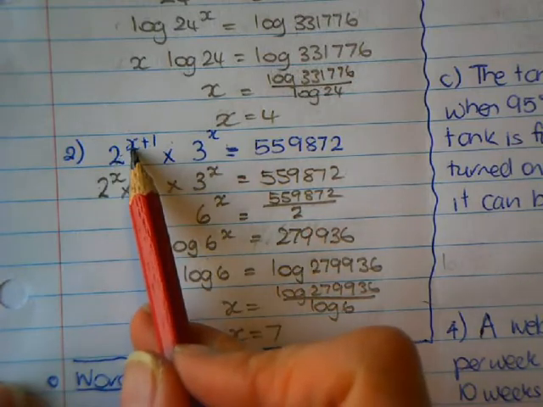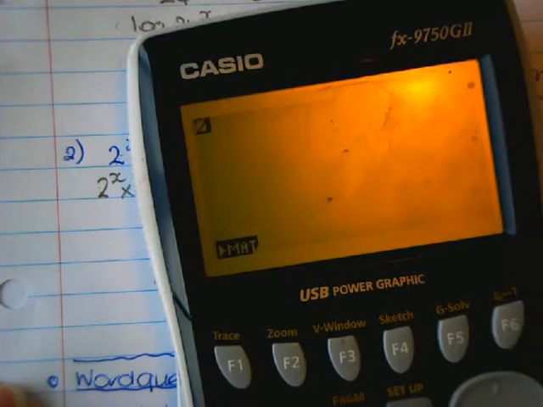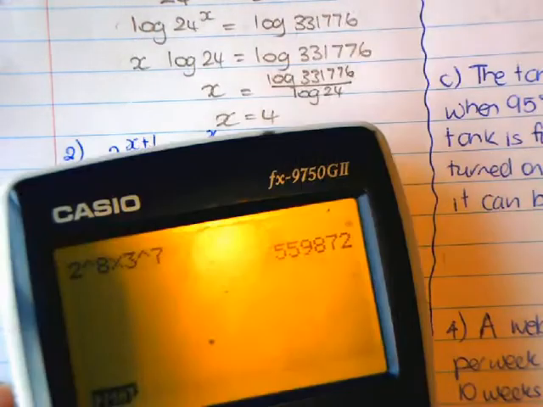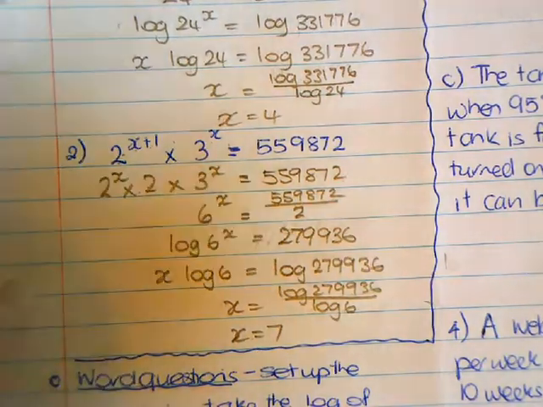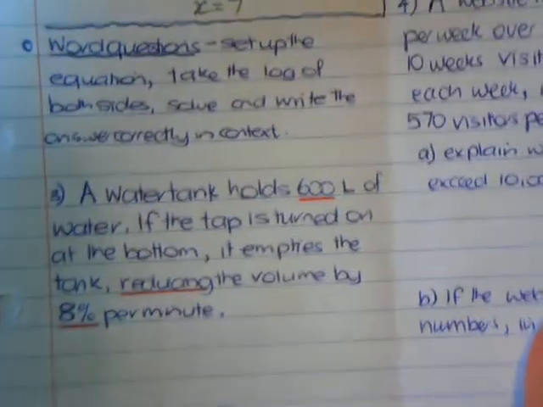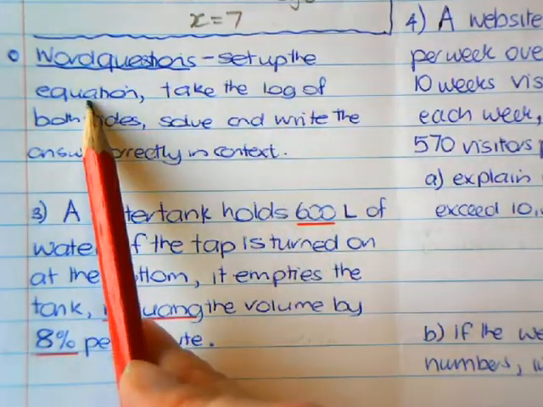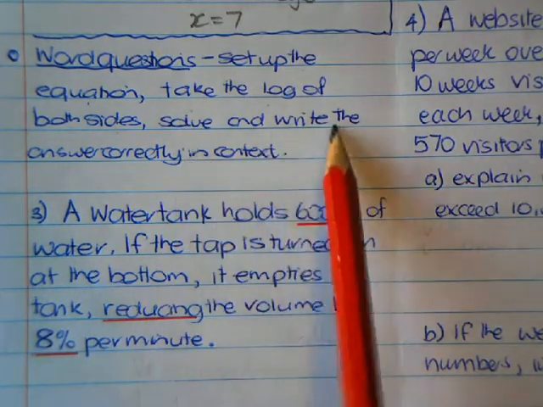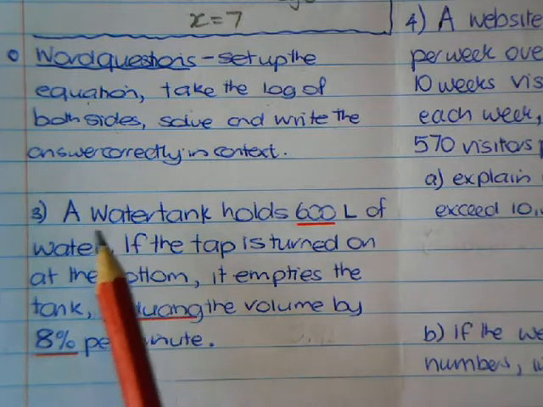That would be 2 to the power of 8 times 3 to the power of 7. 2 to the power of 8 times 3 to the 7 equals 559,872. Okay, now for the word questions. When we're working through log word questions, we really need to look at setting up the equation first. Set up the equation, take the log of both sides, and then solve and write down the answer correctly in context. So here's our first question.